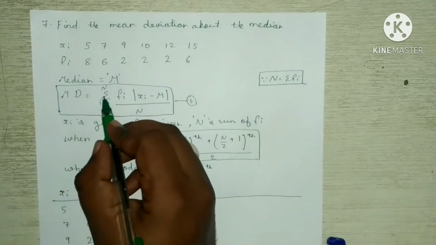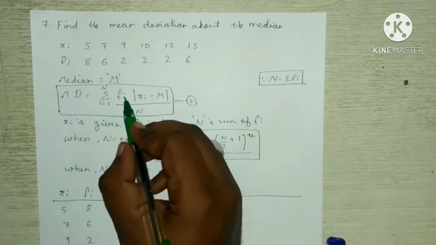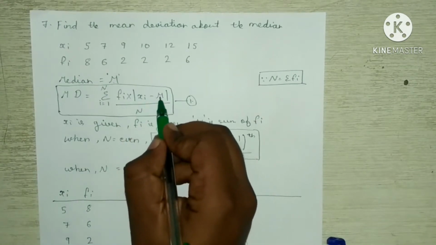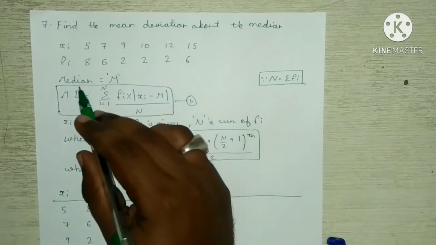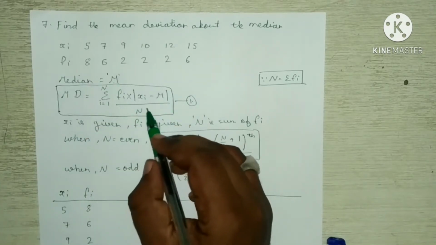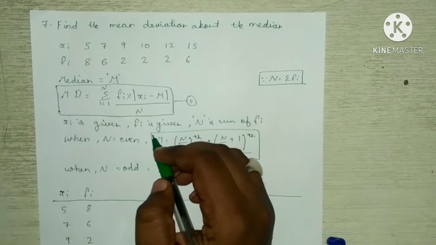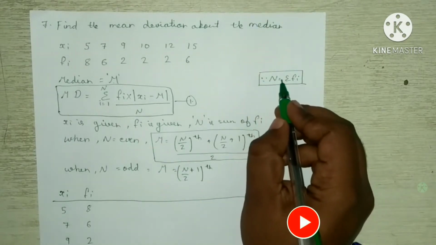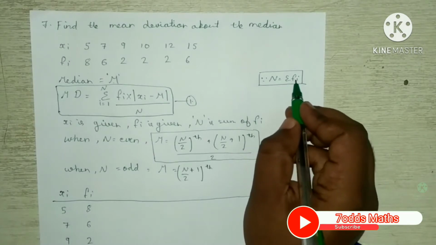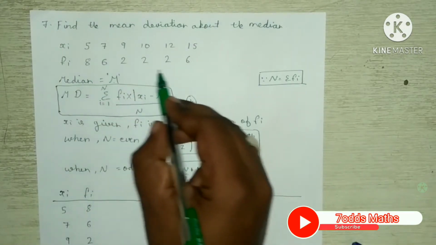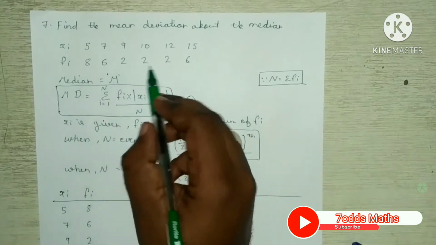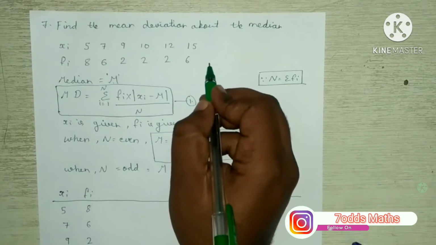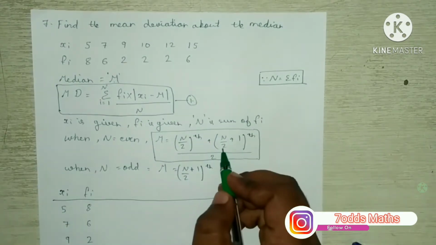Mean deviation is equal to summation, i varies from 1 to n, fi into modulus xi minus capital M, where capital M indicates the median, all divided by n. n is a natural number. How to find n? Here, n is equal to summation of fi, the sum of fi. When you add all of these, 8 plus 6 plus 2 plus 2 plus 2 plus 6, you get summation of fi, which is nothing but n.